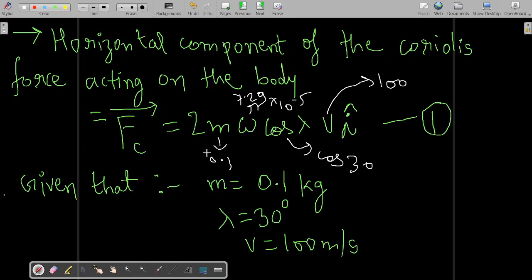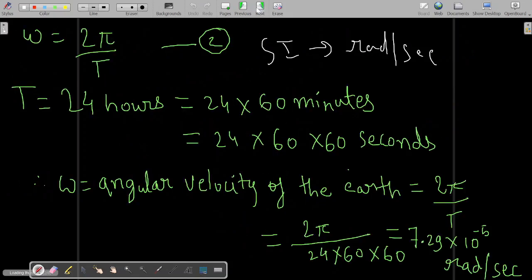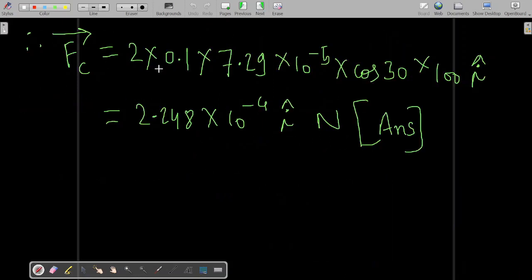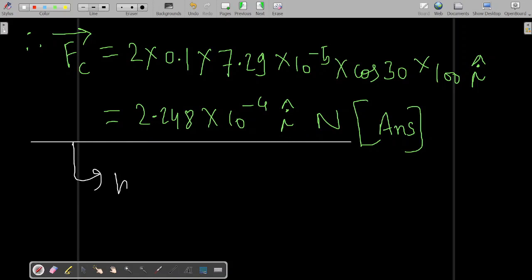So horizontal component of Coriolis force now we can calculate. We have all the values with us now. So Fc is equal to 2 into 0.1 into 7.29 into 10 to the power minus 5 into cos 30 into 100 i cap. As soon as you substitute all these values, you get the horizontal component of Coriolis force equal to 2.248 into 10 to the power minus 4 i cap Newton. Okay, so this is the horizontal component of the Coriolis force.